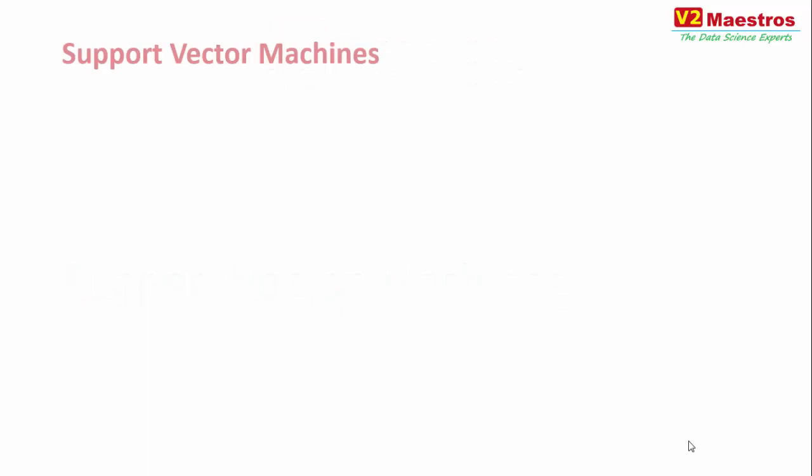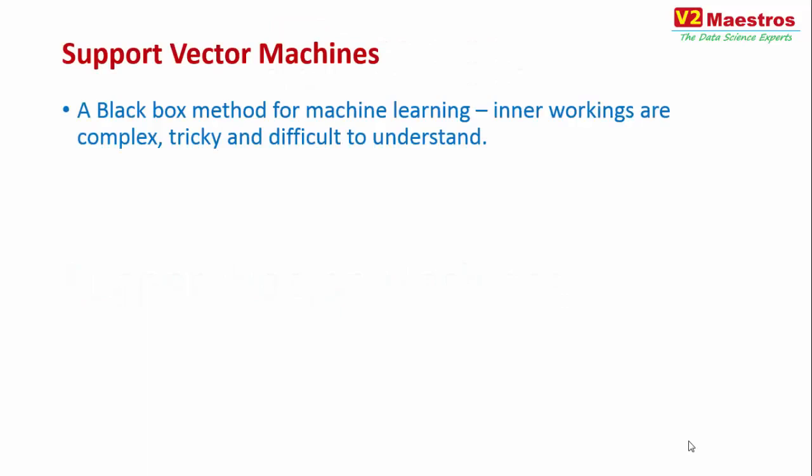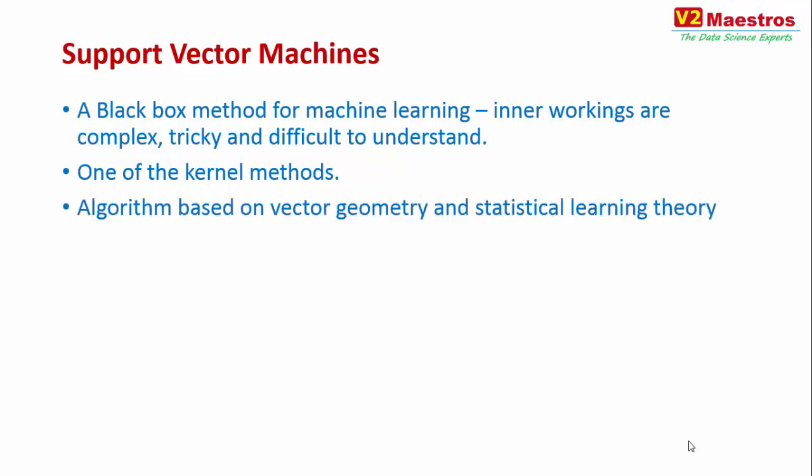Support vector machines is another black box method. Again, the inner workings are tricky and complex and difficult to understand. It is called one of the kernel methods. There is something called kernel programming or kernel mathematics that goes into explaining all of this stuff. And the algorithm is based on what is called vector geometry and statistical learning theory. Again, you need some basics of these fields before you start to understand or explain what support vector machines do.